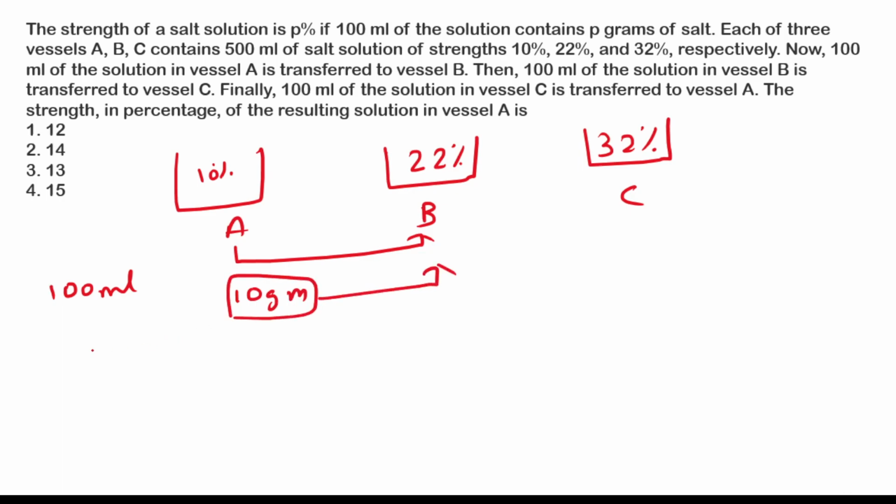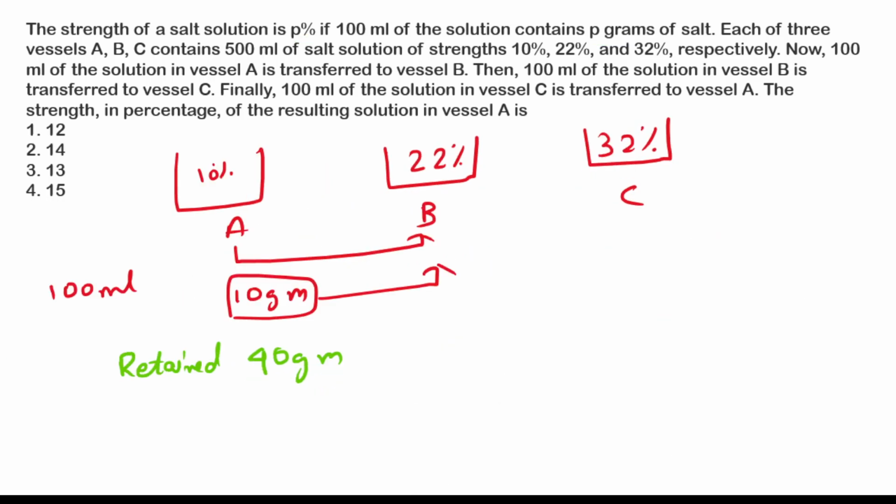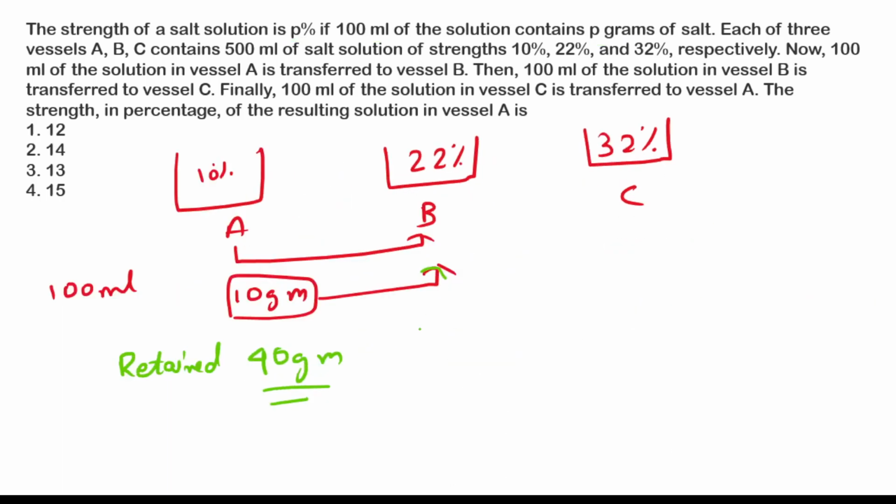And what is the salt retained? We'll just keep a note of it. So retained here is 40 gram. Why? Because it had initially 50 grams, so we have retained 40 gram of it, and 10 grams is transferred here. What was the salt that was already in B? That amount is 110. So with this 10 gram, it increased to 120. This is the amount of salt that is there.